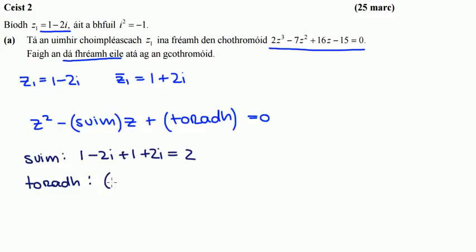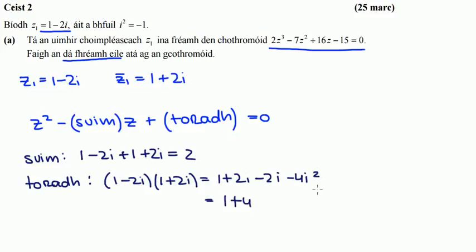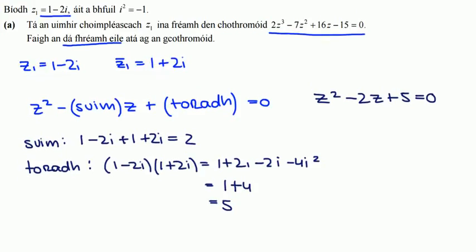And then the product of the two complex numbers. 1 minus 2i multiplied by 1 plus 2i. 1 by 1 will give us 1. 1 by 2i gives us 2i. We have minus 2i minus 4i squared. So we know whenever we have i squared, we have to change it to minus 1. So therefore we have 1 plus 4, which is 5. So going back up, our quadratic that we're going to divide in is now z squared minus 2z plus 5 equals 0.